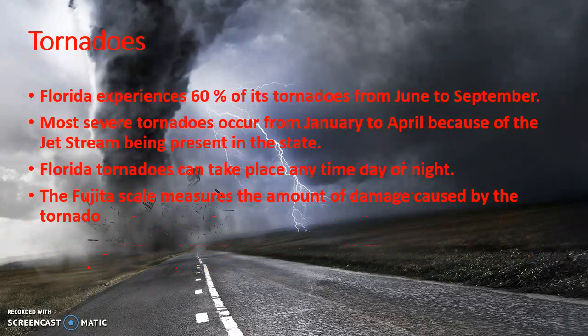Florida experiences 60% of its tornadoes from the months of June to September. The most severe tornadoes occur from January to April, though, because of the jet stream being present in the state. So that jet stream kind of dips down and ends up creating more severe tornadoes. Now, remember, 60% comes between June and September. That's hurricane season. But that other 40% where they're more severe is coming due to that jet stream.